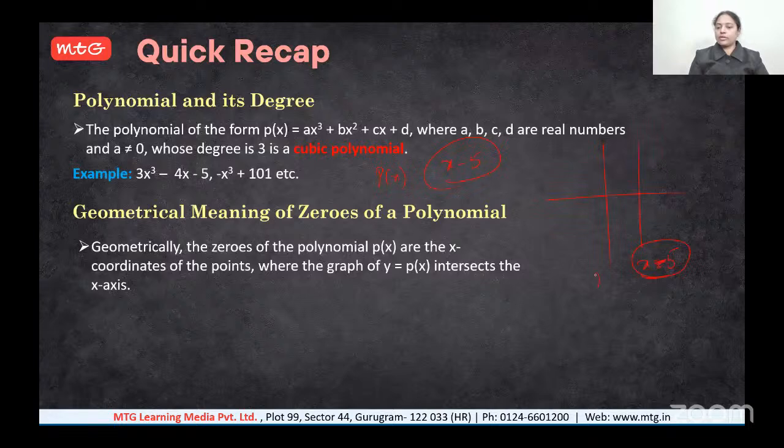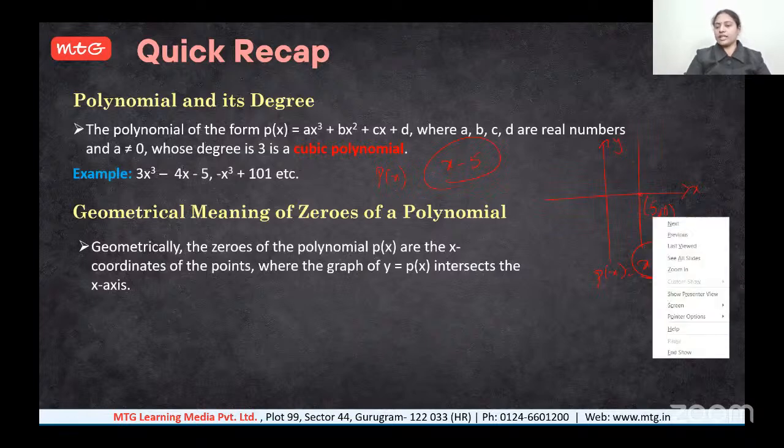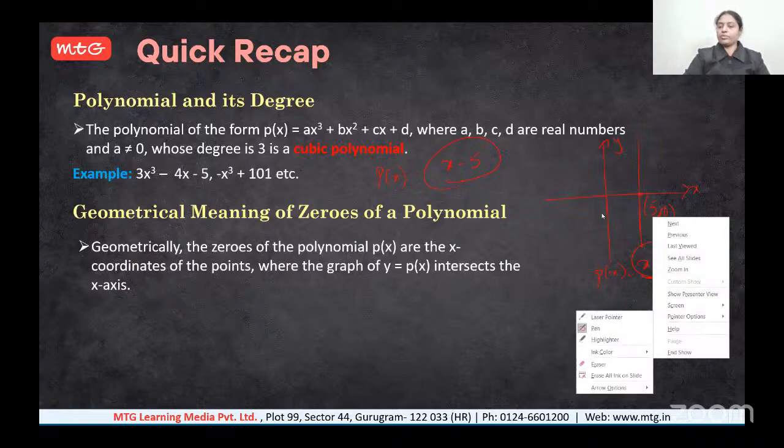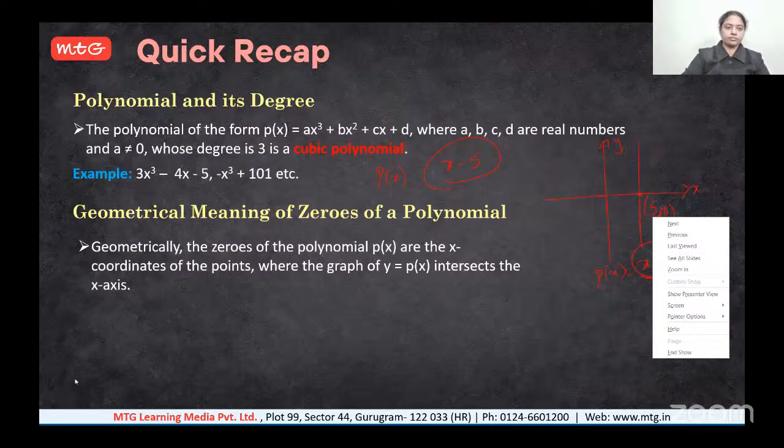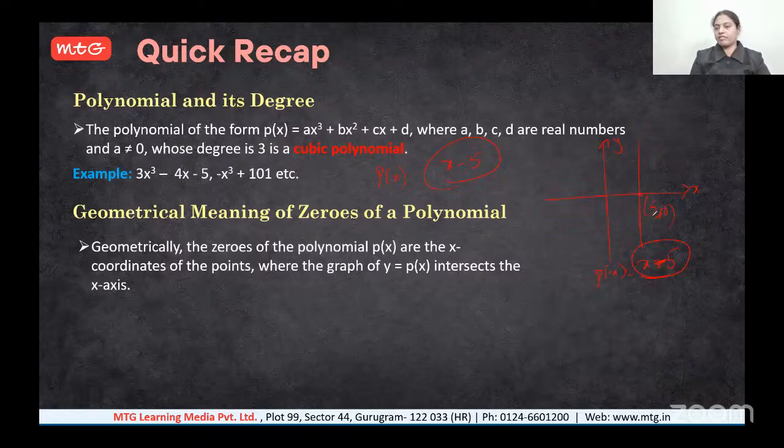This is the polynomial p of x equals x minus 5. So at the point (5, 0), this graph will intersect the x-axis. So you can say that the zero of this polynomial is the x coordinate of this point, which is 5. So 5 is the zero of this polynomial. It's as simple as that.